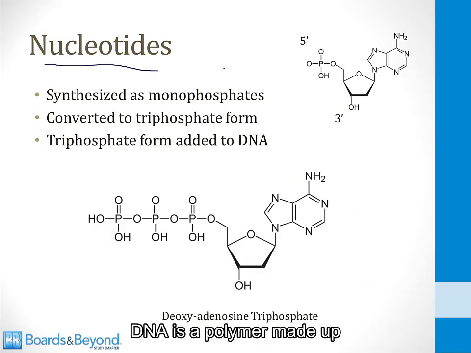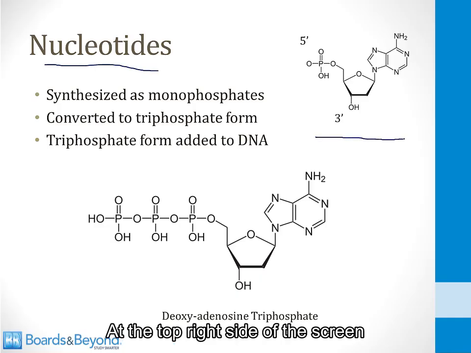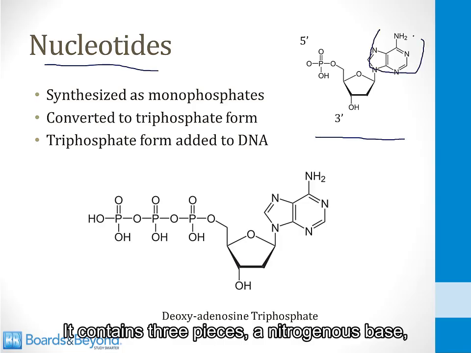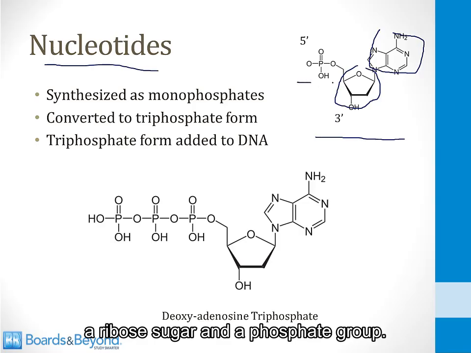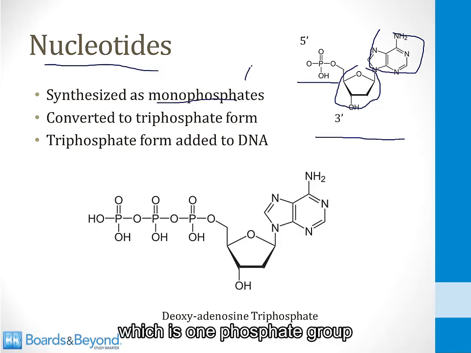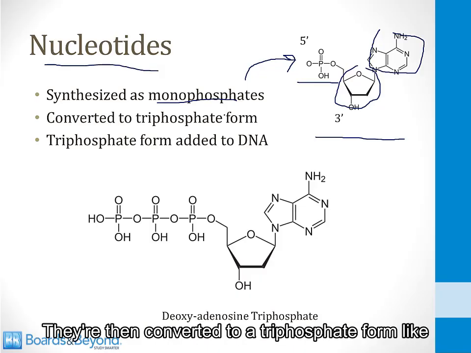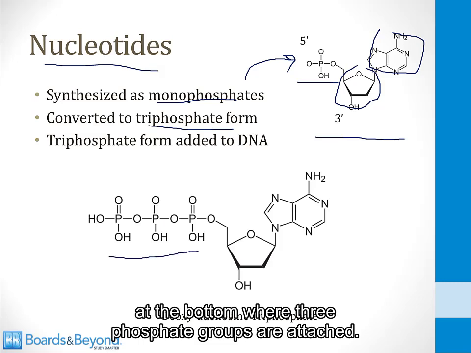Nucleotides are the building blocks of DNA. DNA is a polymer made up of repeating nucleotide monomer units. At the top right side of the screen is an example of a nucleotide. It contains three pieces: a nitrogenous base, a ribose sugar, and a phosphate group. Nucleotides are synthesized as monophosphates with just one phosphate group, like this example on the top right side of the screen.